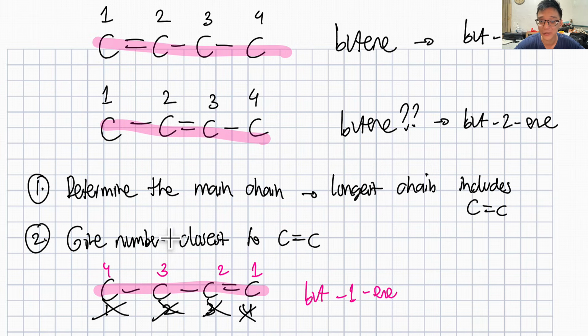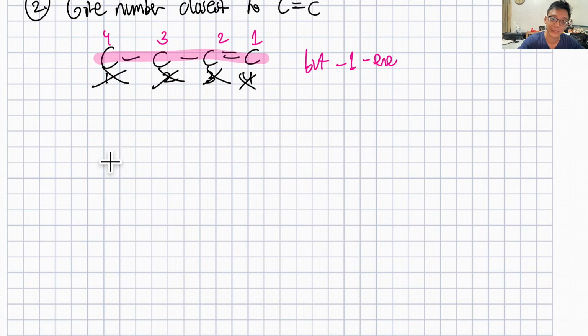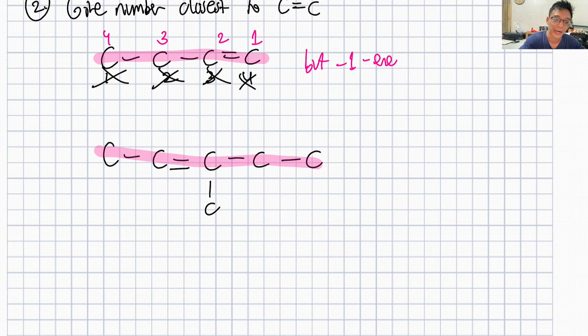If your alkene contains a branch, you also give the numbering closest to the carbon-carbon double bond. Let's say that you have something like this. This is the double bond, and this is a branch. Now let's choose the longest main chain, which is this, and then do the numbering. It can be from left to right or right to left. However, we choose left to right because in this case the carbon-carbon double bond gets number 2, which is much lower.